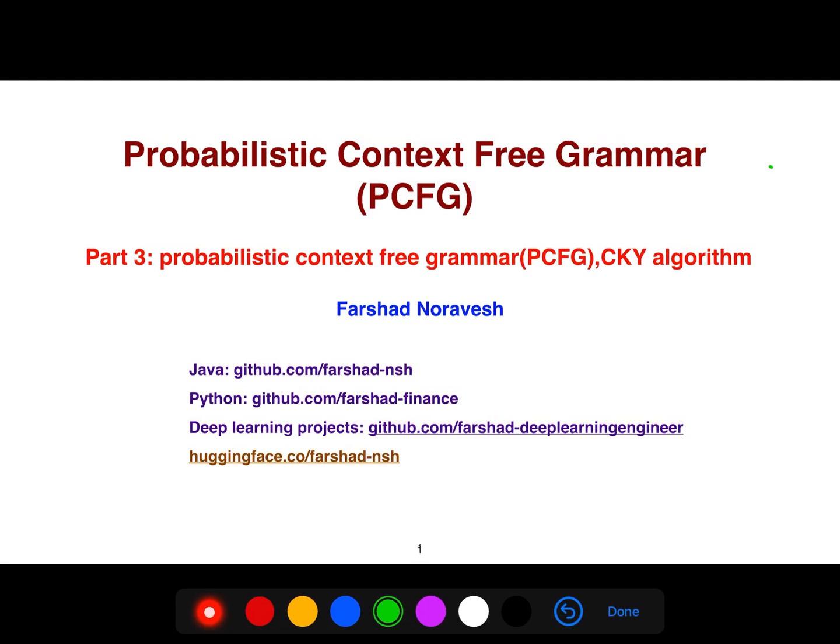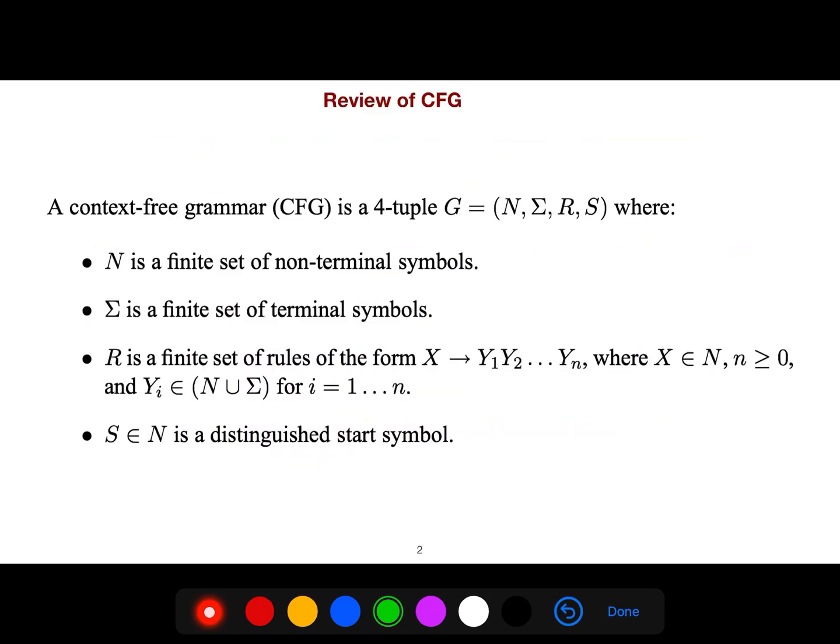Okay, so in 20 slides, I want to explain probabilistic context-free grammar, called PCFG, and the CKY algorithm. Some people say CYK, so this doesn't matter, it's just three names. And so, a review of context-free grammar.